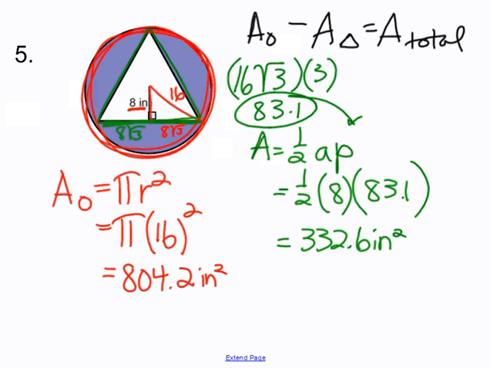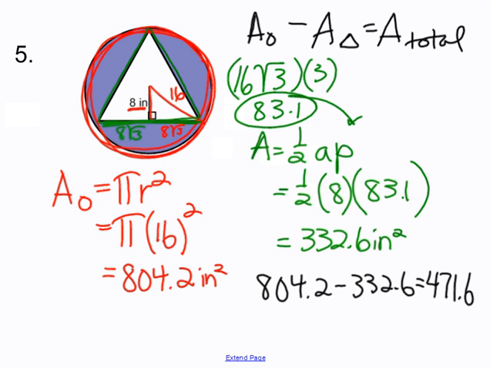Now the last step is to subtract them. Subtract the triangle from the circle. So I'm going to say 804.2 minus 332.6, and that equals 471.6 inches squared. And that is the total for just the shaded part of this circle.